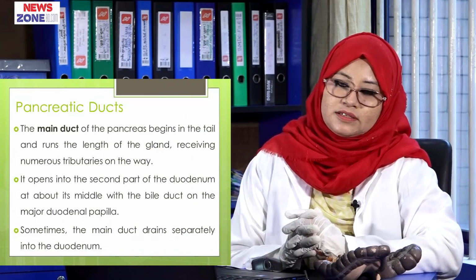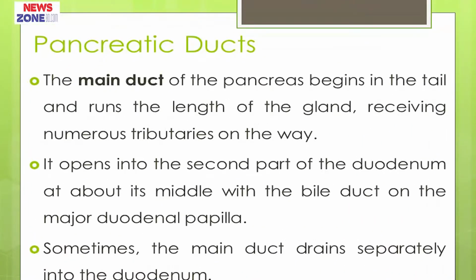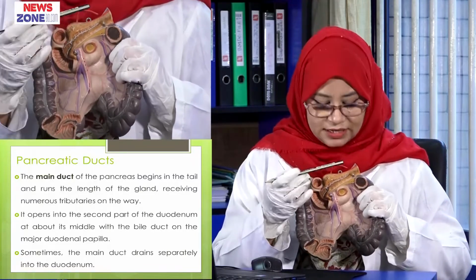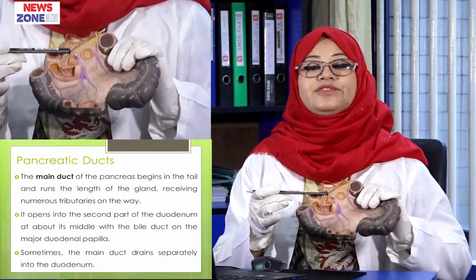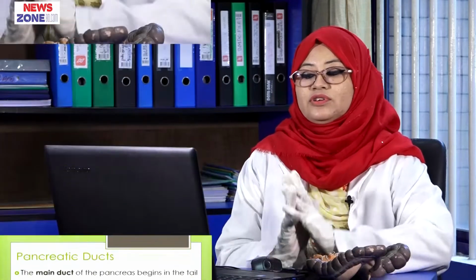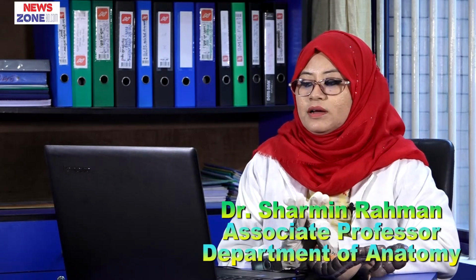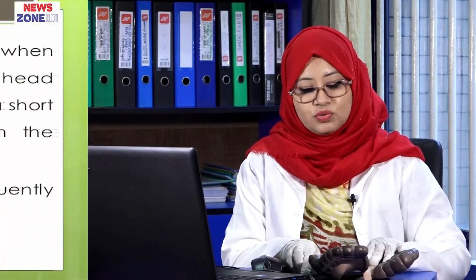Now, pancreatic ducts. Pancreas has two types of ducts, one is main duct and another one is accessory pancreatic duct. The main duct of the pancreas begins in the tail and runs the length of the gland, receiving numerous tributaries on the way. Then it opens into the second part of the duodenum at about its middle with the bile duct on the major duodenal papilla. Sometimes the main duct drains separately into the duodenum.